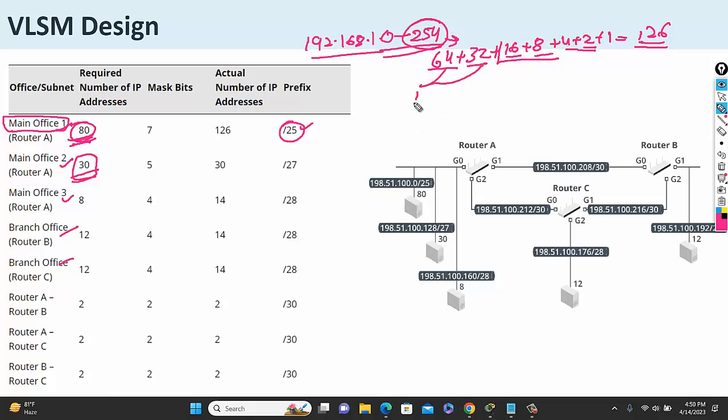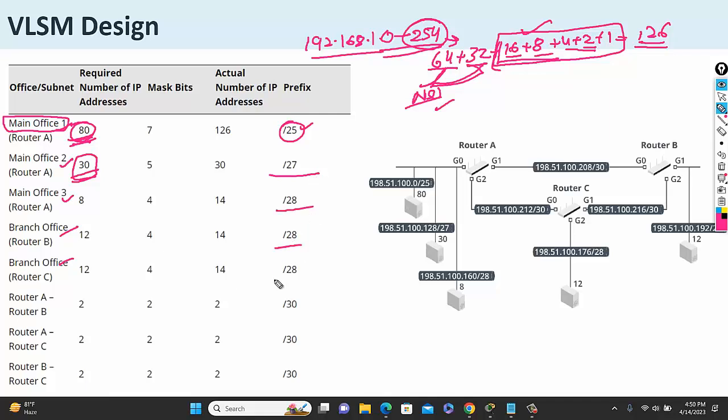These will be added into the network and I need only the host bits available for this. These bits will be used for the host and these bits will be used for the network. So the subnet mask will be /27.